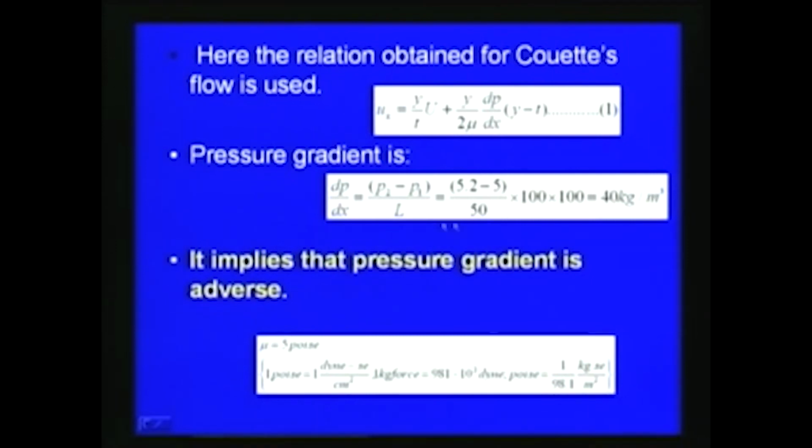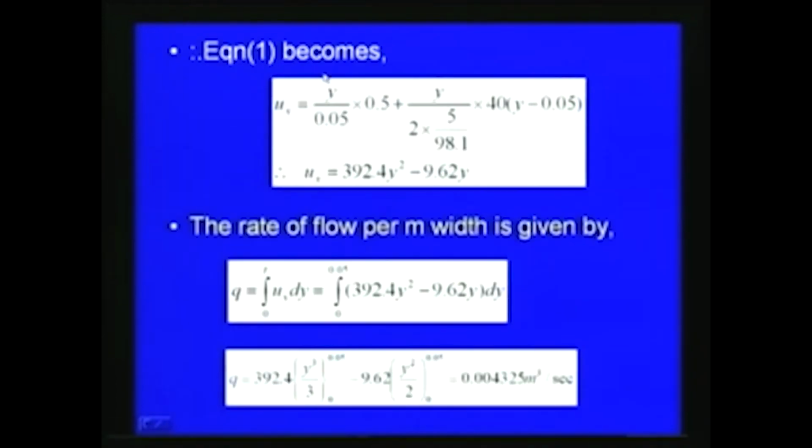Now, you can see that it implies that the pressure gradient is adverse. The pressure is increasing, dp by dx is positive. So, the pressure gradient is adverse. Now, the coefficient of viscosity mu is given as 5 poise, so that we can write as 1 by 98.1 kilogram second per meter square. So, we are converting everything into the MKS system, and then finally we can substitute back into the equation.